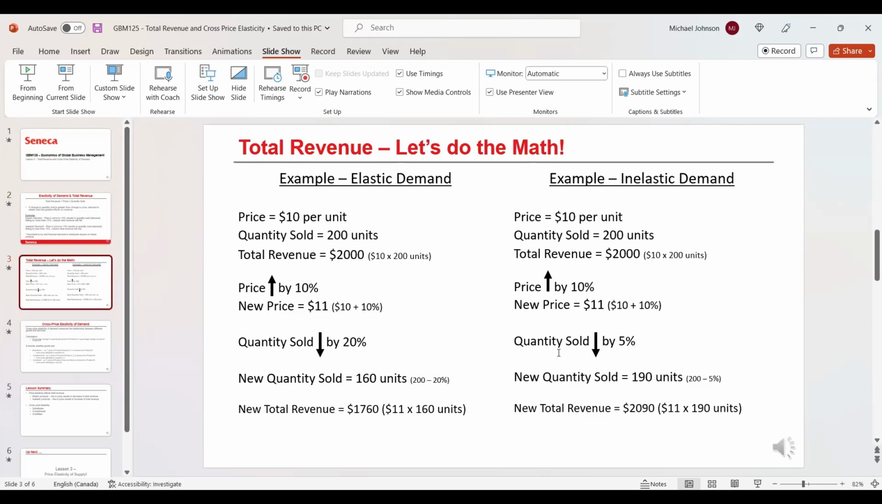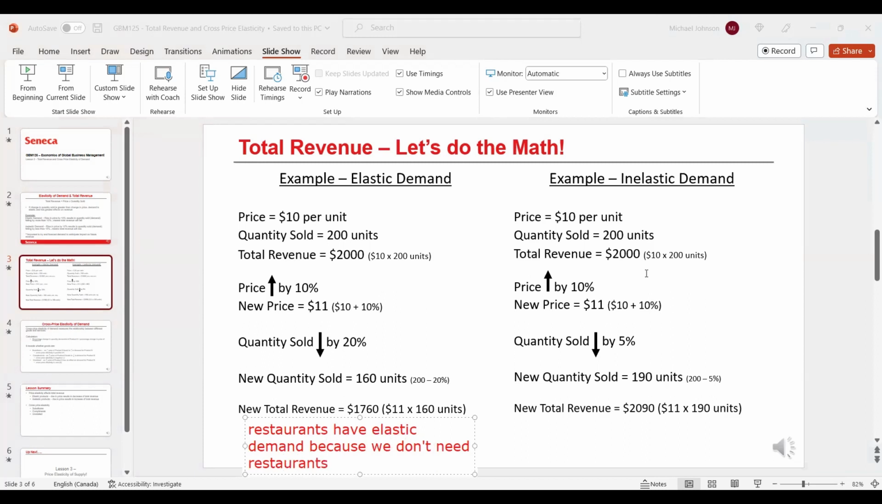So a good example of this: if the price rises by 10% and quantity sold reduces by 20%, the quantity sold would change from 200 to 160 units. So it would reduce by 20% in that case. That would be elastic demand. So this would be for a product like, for example, restaurants. Restaurants have elastic demand because we don't need restaurants.